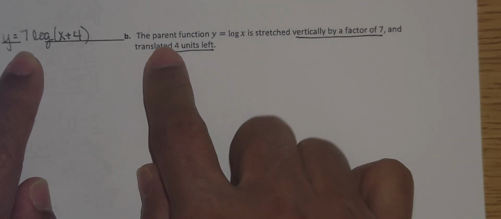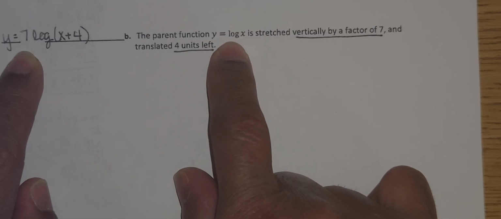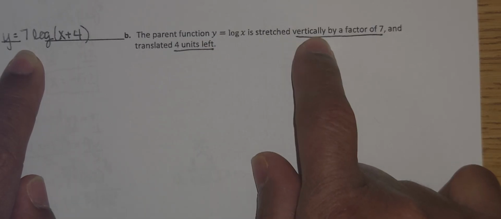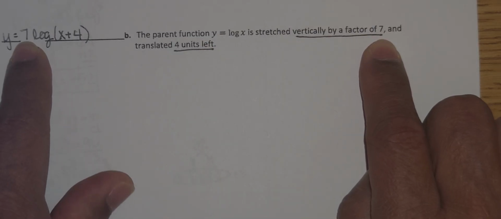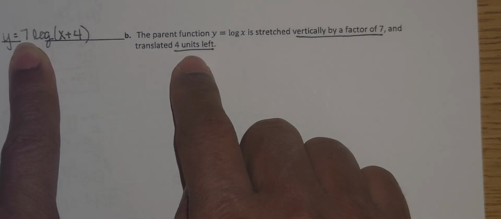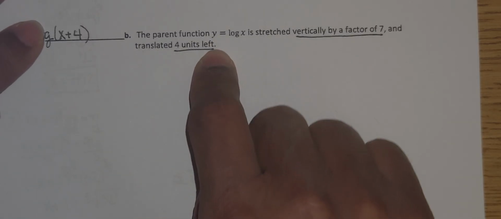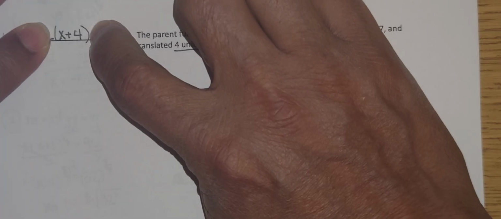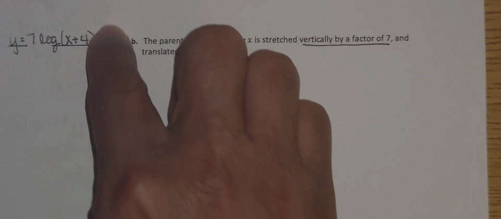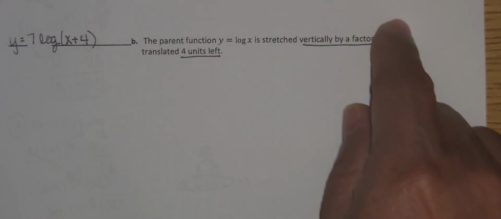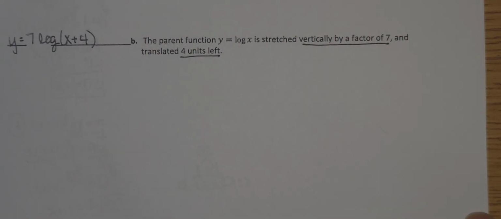Last example. This one says the parent function y equals common log of x is stretched vertically by a factor of 7. That's where this 7 comes from. And translated 4 units to the left. So then that 4 has to be with the x inside of a parenthesis. So this is the function that represents these descriptions. That's all for this video lesson.